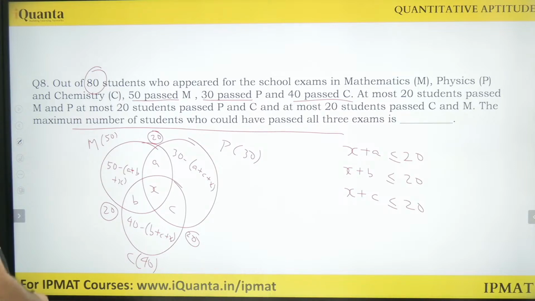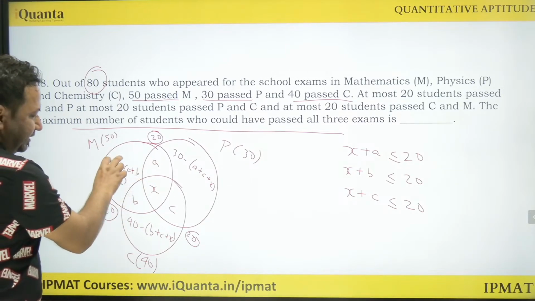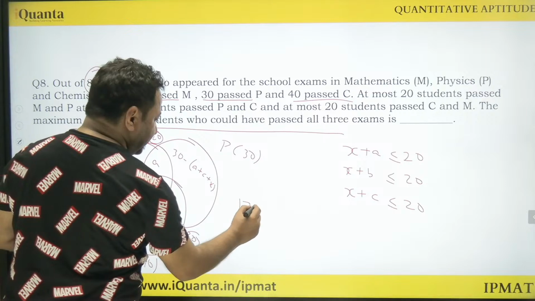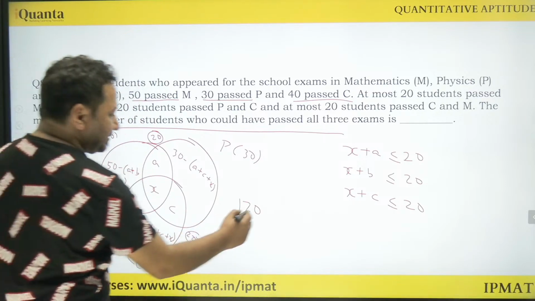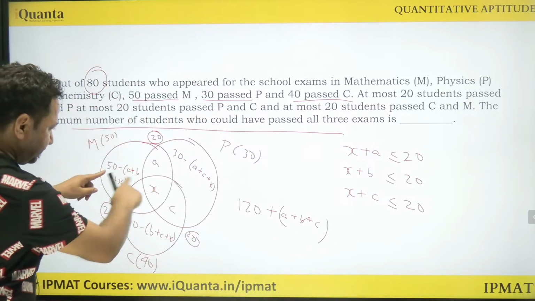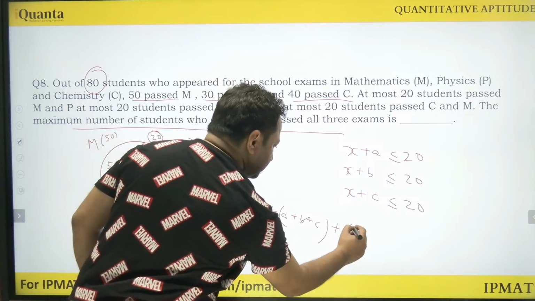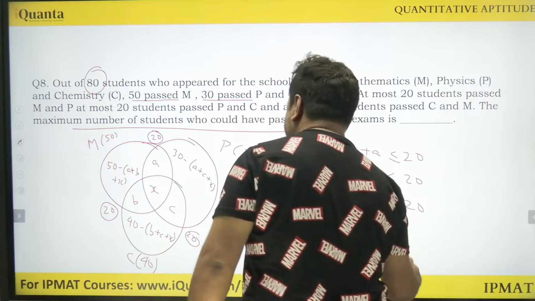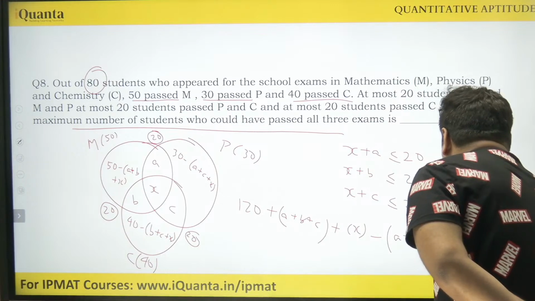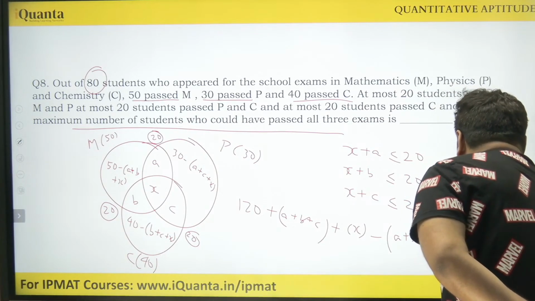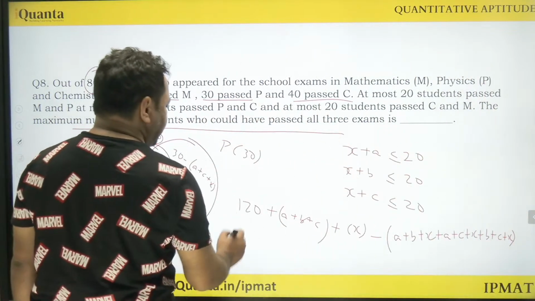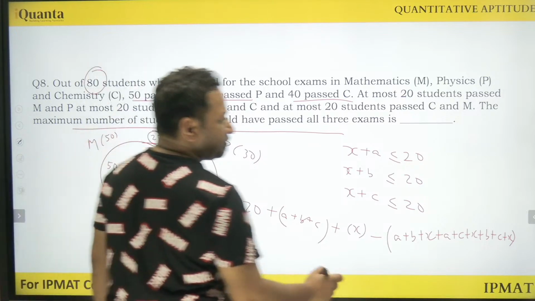I want you to add all of it. What is written inside the circles? This, everything. What do I get? 50 plus 30 plus 40, 120. What else? Plus A plus B plus C. What else? Plus X, and minus all of it: A plus B plus X plus A plus C plus X plus B plus C plus X. Alright. This whole should be equal to 80. I'll just draw a line so that you don't get confused.